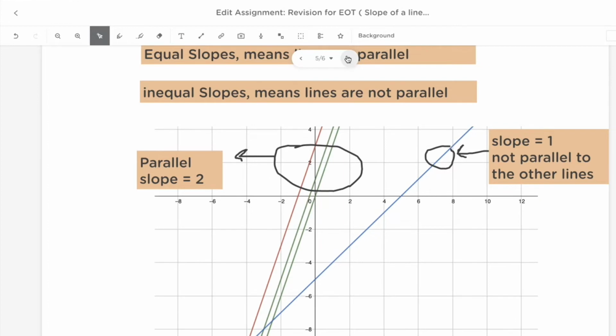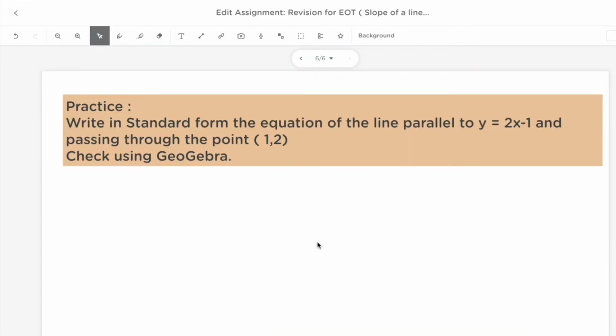All right, let's go to the next part. How do we use our investigation? Write in standard form the equation of the line parallel to y equals x minus 1 and passing through the point (1, 2).